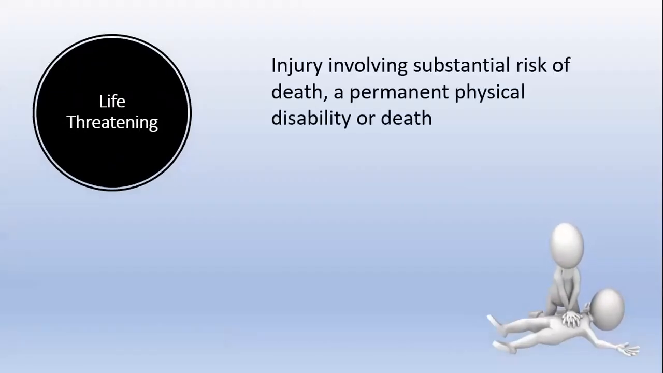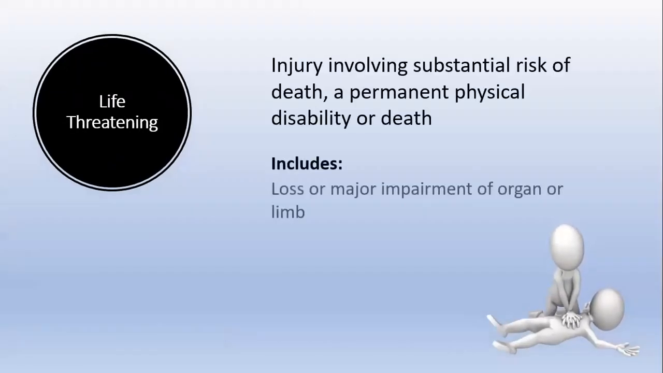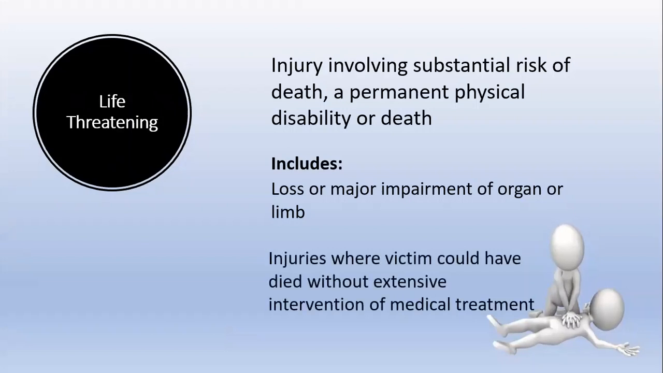Life-threatening injury is scored when the injury involved a substantial risk of death, a permanent physical disability, or death. This includes loss or major impairment of an organ or a limb. For example, if as a result of the offense, the victim was left completely blind or they had to have a limb amputated, points would be assigned for life-threatening injury.